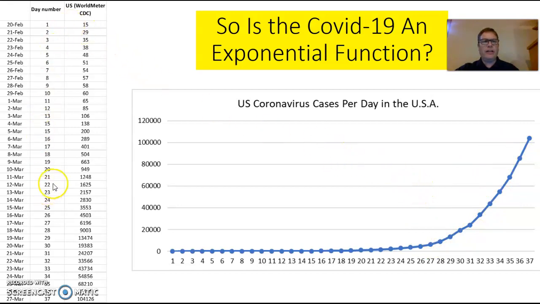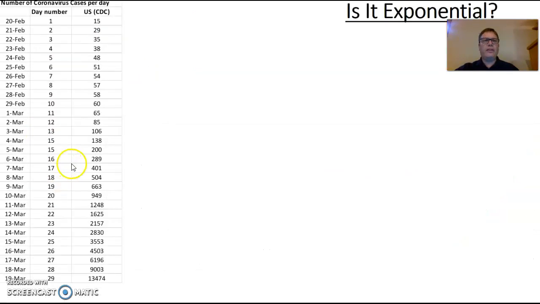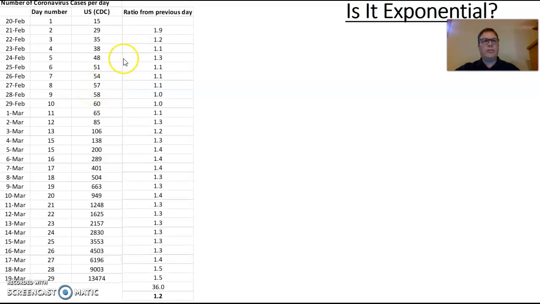I've been collecting the data now for the last month and a half or so. Here's the data here. And I'm a little bit behind on this chart, but I actually have been keeping track farther than this. I went ahead and I'm going to find my ratios. Again, with exponential, you're looking at the ratio. So I did 29 divided by 15, 1.9. 35 divided by 29, 1.2. I did that for every day.